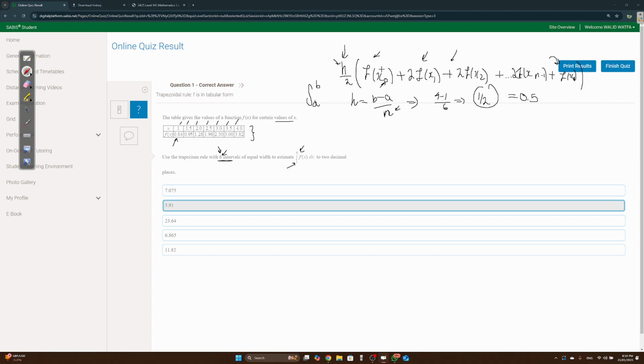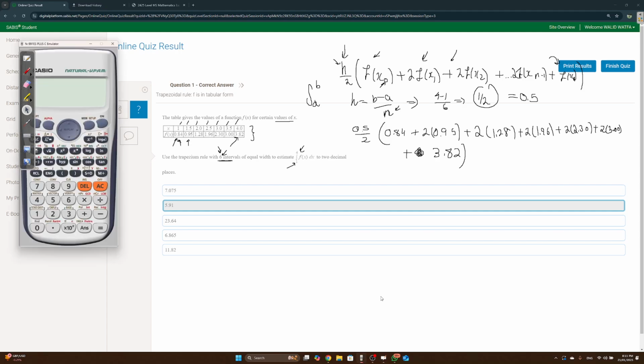So let's start. h, we said, is 0.5, over 2. f of x0, you just plug these in: 0.84 plus 2 f of x1, 0.95, so 2 times 0.95 plus 2 times 1.28 plus 2 times 1.96 plus 2 times 2.30 plus 2 times 3.0 plus, not 2, plus 3.82. Why not 2? Because it's the last value, and the last value isn't multiplied by 2.